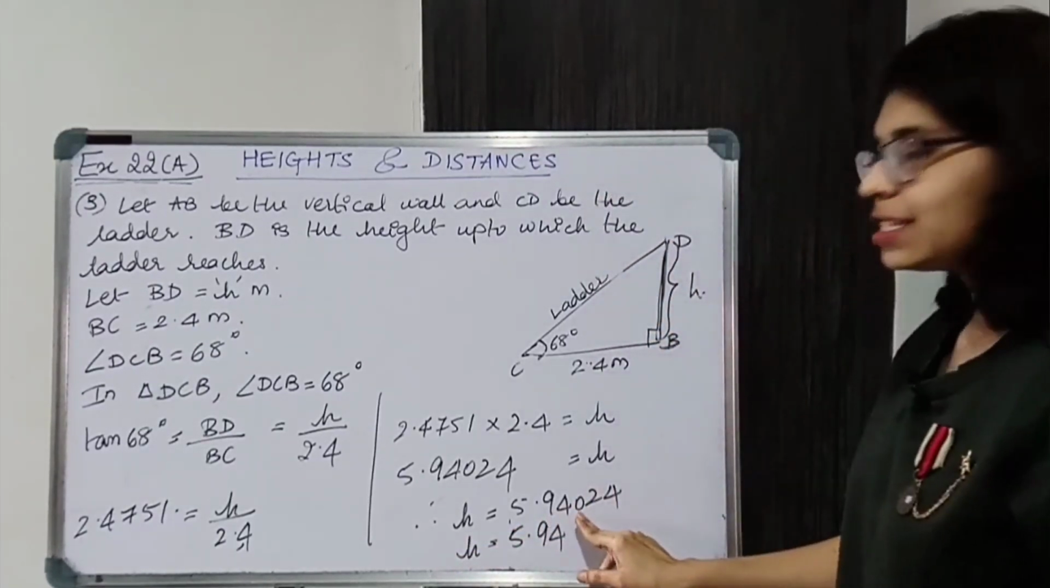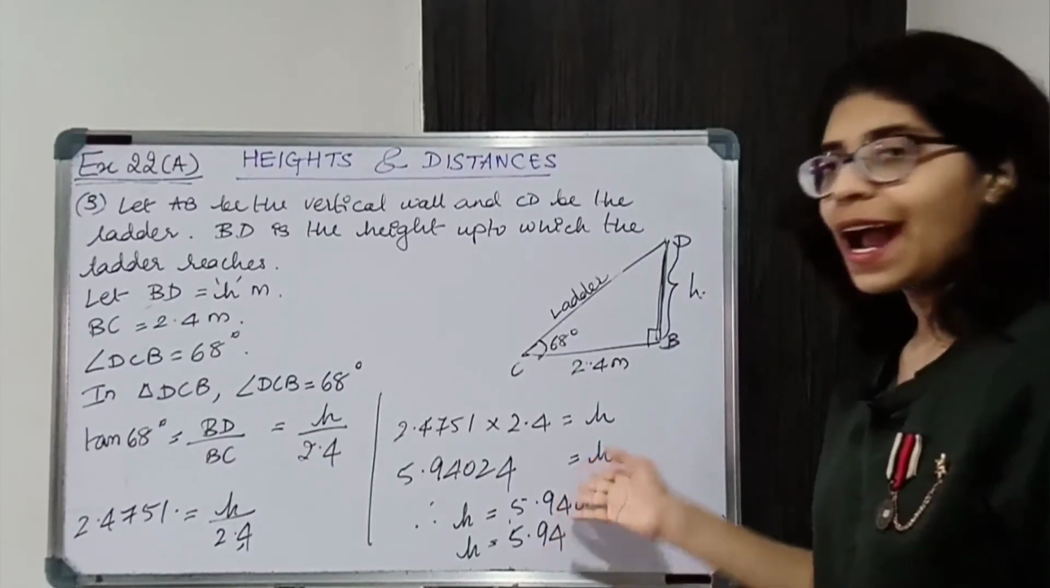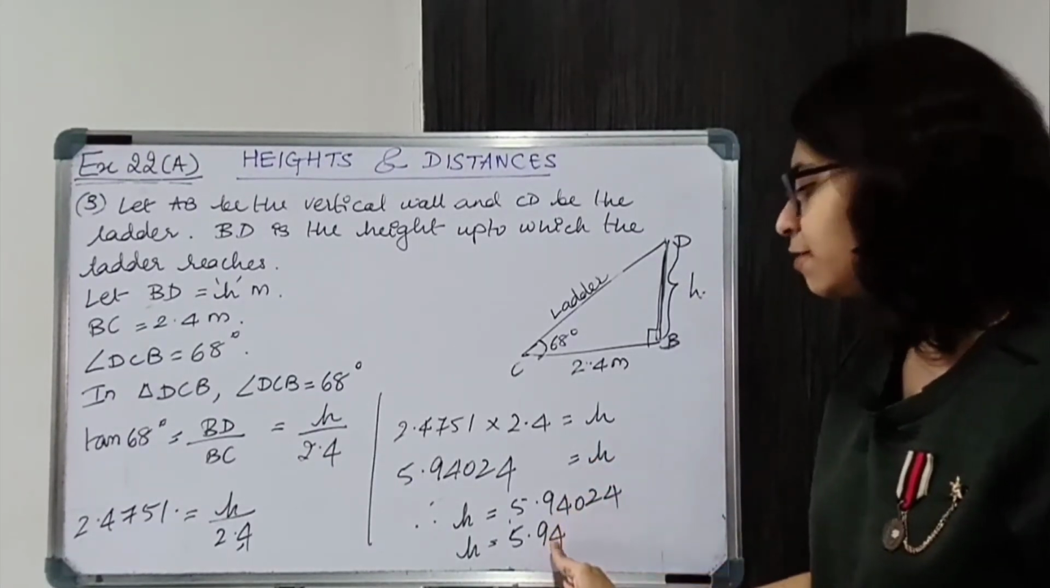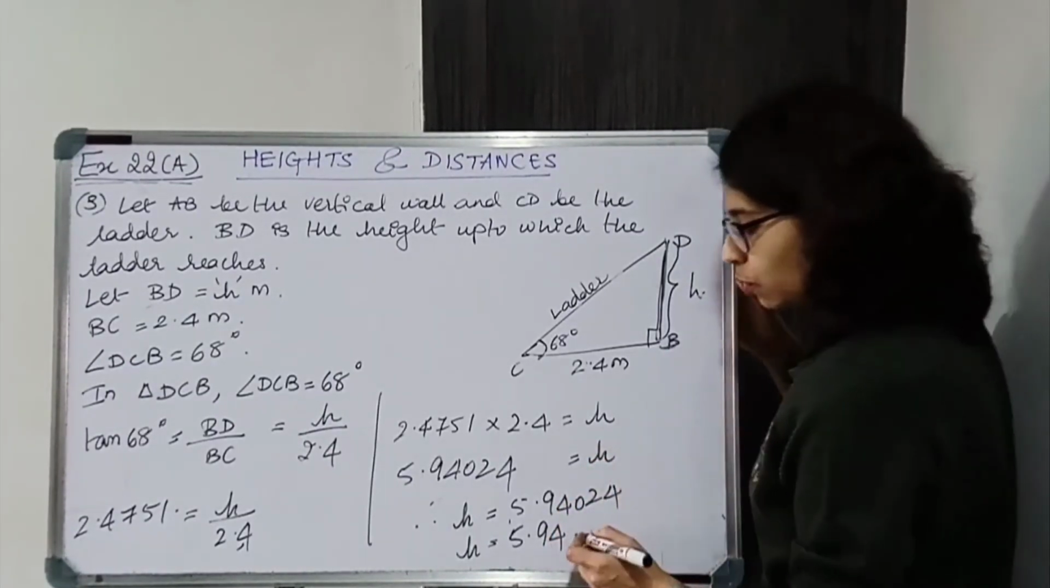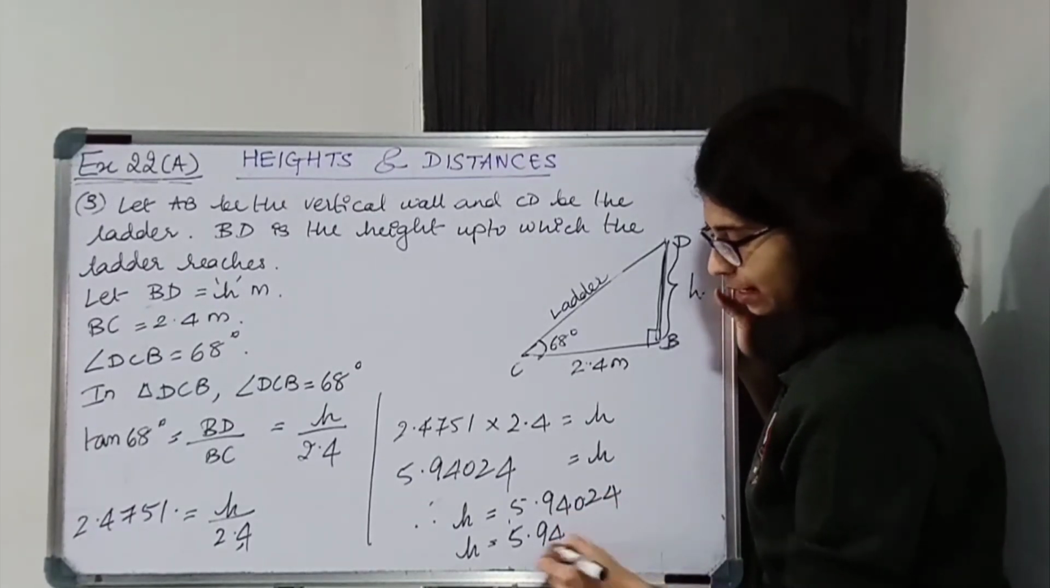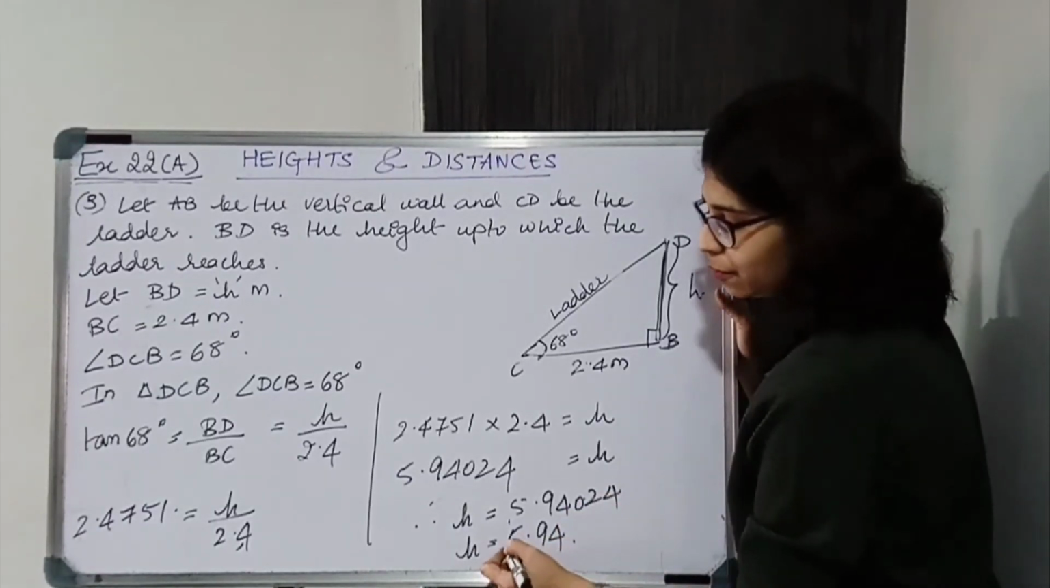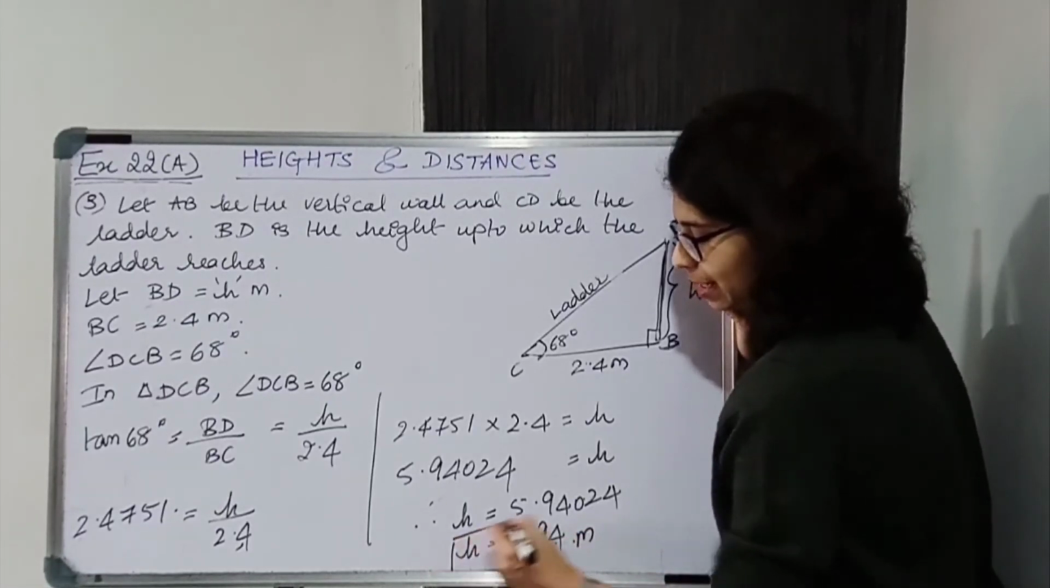After 4 there is 0, so you won't add anything over here. If there is 5 or greater than 5, then you add 1 to this. So there is 0, so there's no need to add. So rounding off we get 5.94 meters approximately.